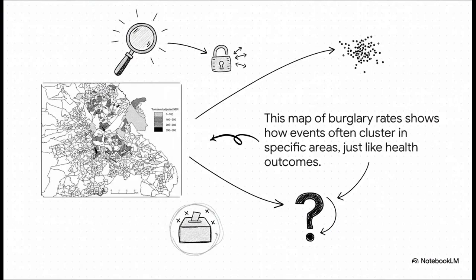Now, check out this map. I know, it shows burglary rates, not health data, but the principle here is exactly the same. You can clearly see some areas where incidents are really concentrated. The point is, whether we're talking about crime or who people vote for or disease outbreaks, things in the real world often clump together. And to understand why, we need a guiding principle.